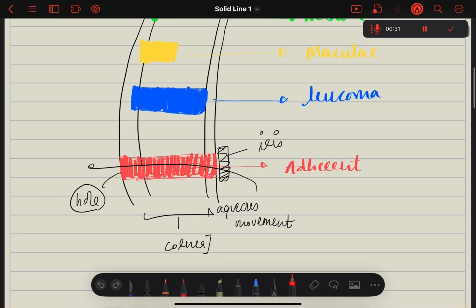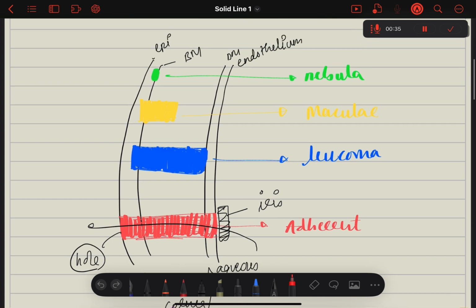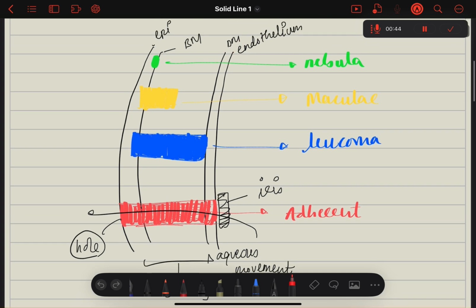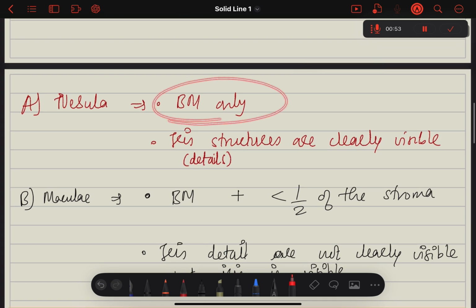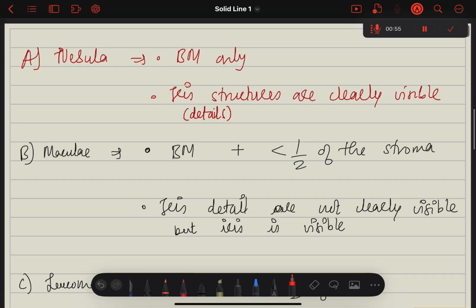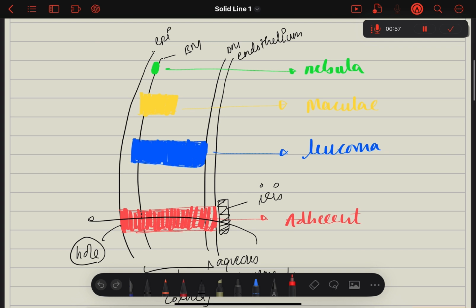So, first we will draw the simple structure of the cornea. It has 5 layers. So we have drawn epithelium, Bowman's membrane, this is stroma, this is Descemet's membrane, and endothelium. Now, when the opacity is only confined to Bowman's membrane, we call it nebula. So nebula is when only Bowman's membrane is involved, and it is important to know it is a very faint type of opacity.